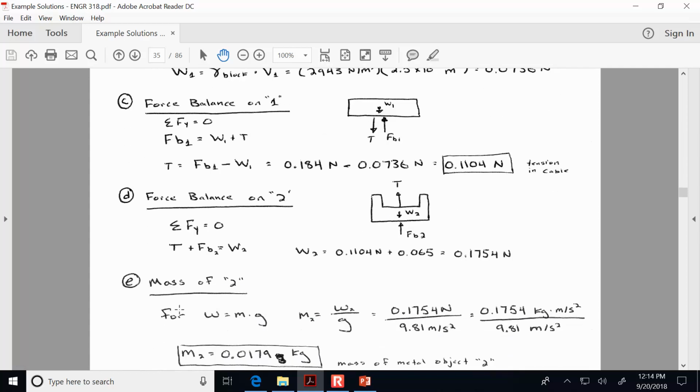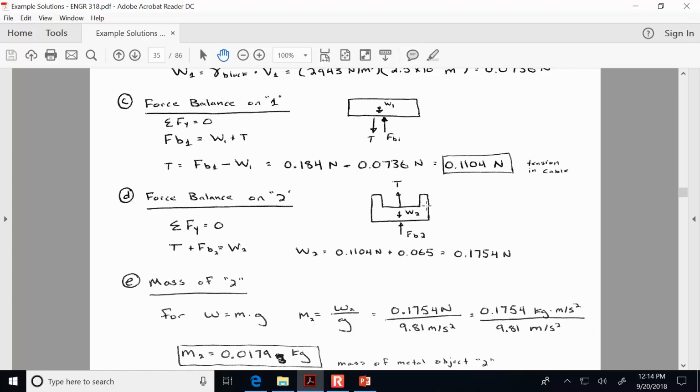The force balance starts with the top one, the wooden block, to find the tension in the cable. And so the tension in the cable is just the buoyant force minus the weight. And once we know that tension in the cable, then it allows us to find the only unknown in the object 2 force balance. In the object 2 force balance, we know the buoyant force because we were given the volume. And now we know T because of the object above it.